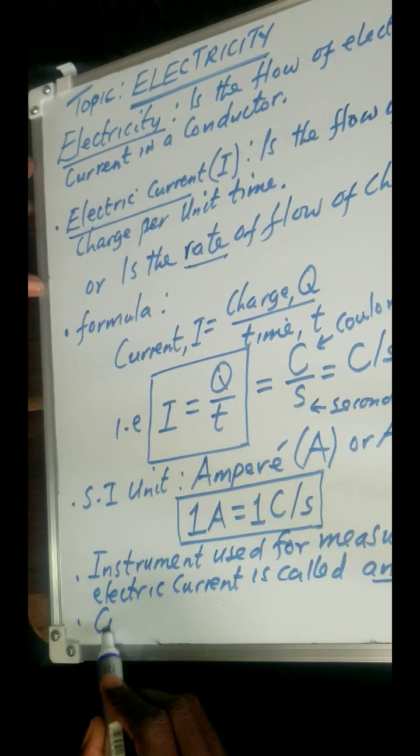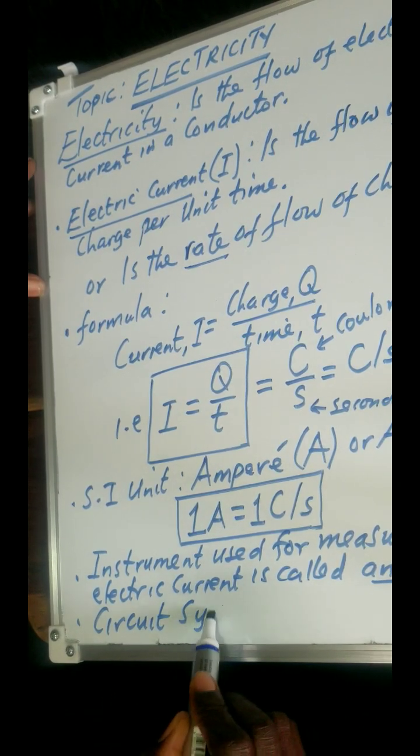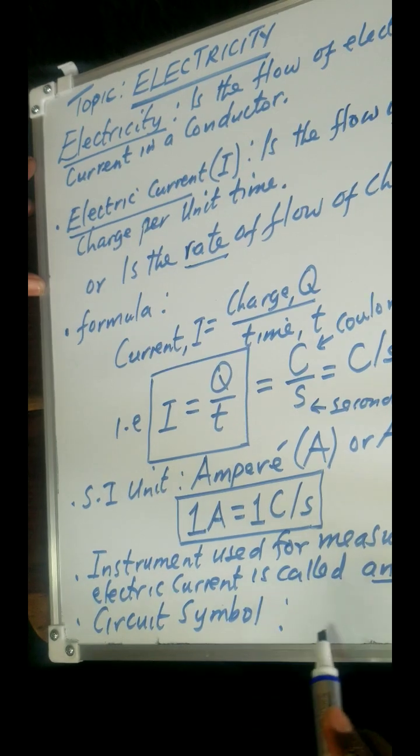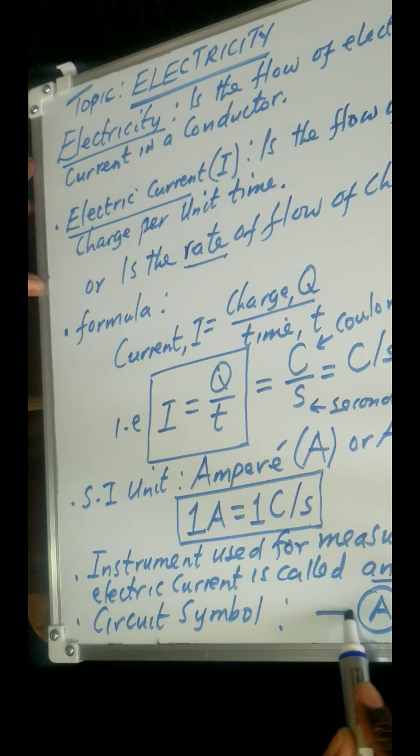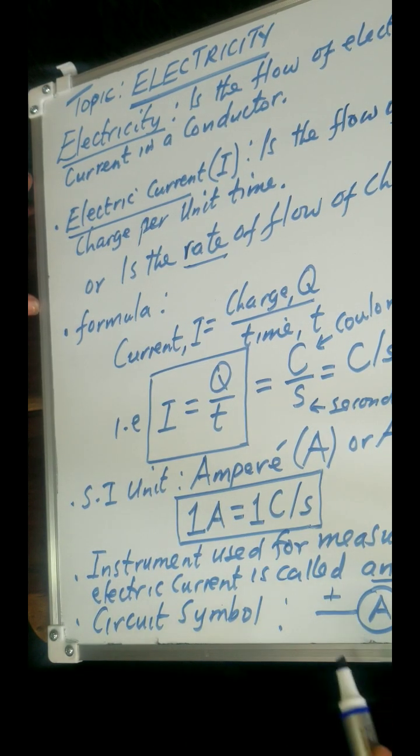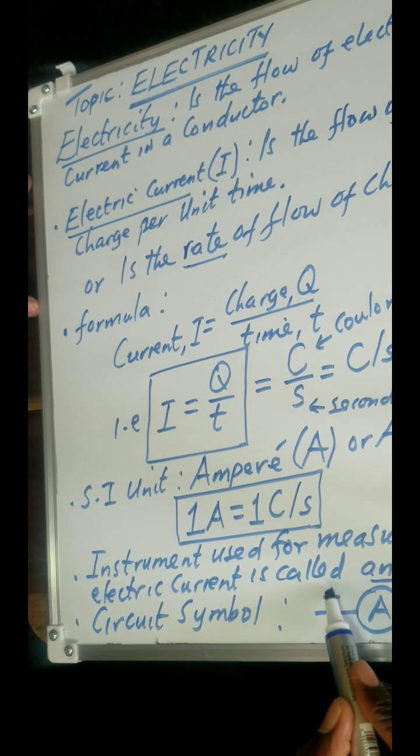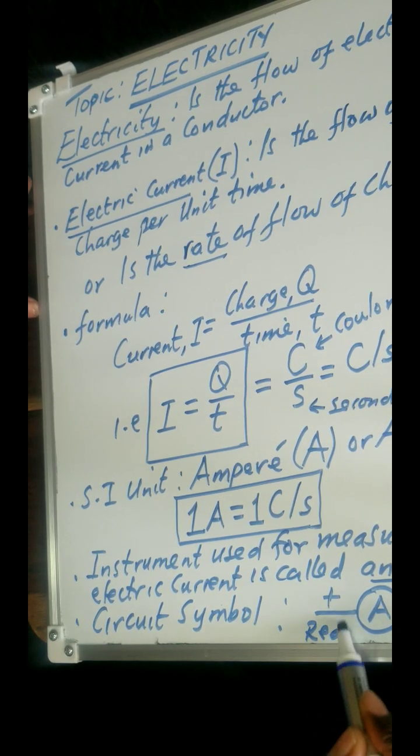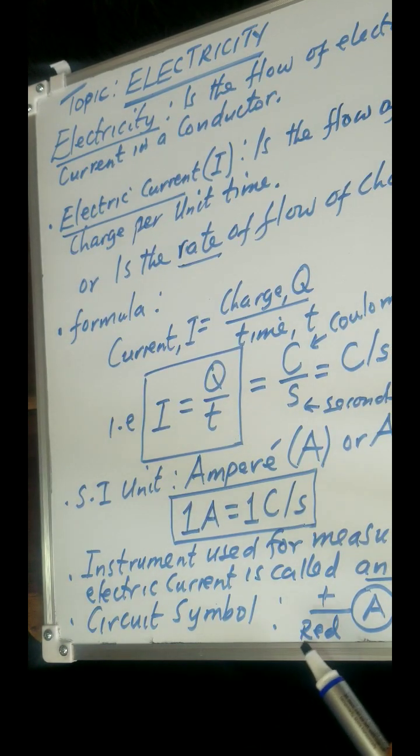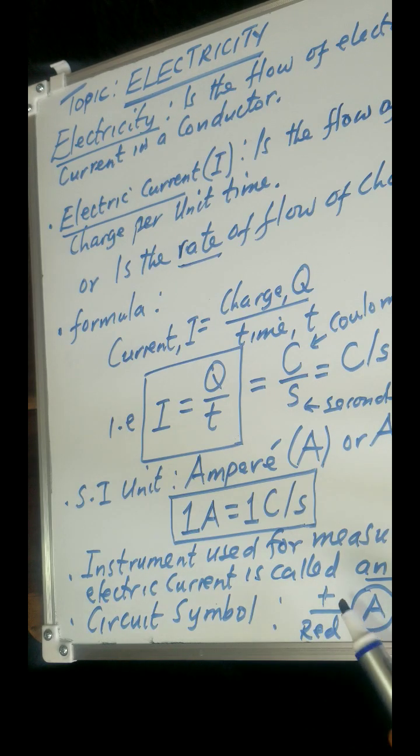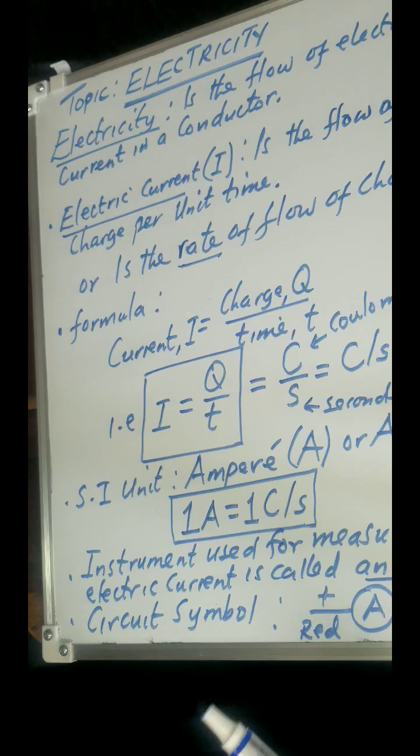And what's the circuit symbol? Well, the circuit symbol that we use for an ammeter is a capital letter A. So that's the positive terminal and the negative terminal. In most cases, the positive terminal is red and the negative terminal is black. An ammeter is always connected in series to the component to be measured. I'll show you in just a short while. The negative terminal is connected to the negative terminal of the battery, and the positive terminal is connected to the positive terminal of the battery.